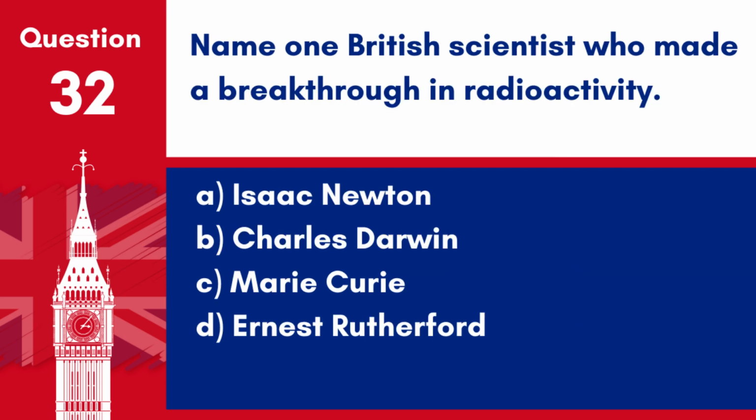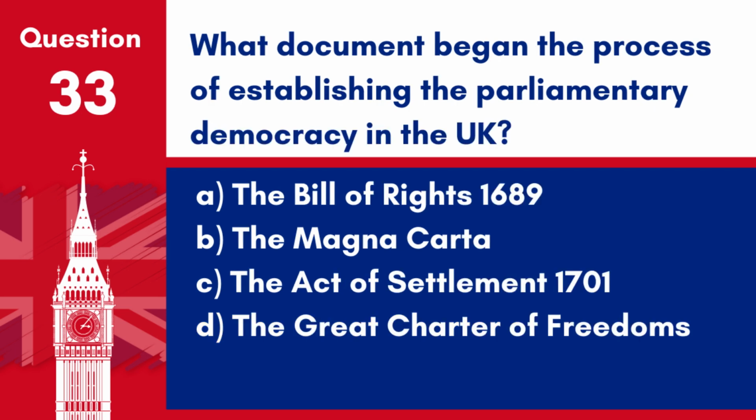Question 32. Name one British scientist who made a breakthrough in radioactivity. A. Isaac Newton. B. Charles Darwin. C. Marie Curie. D. Ernest Rutherford. Answer D. Ernest Rutherford. Ernest Rutherford, a New Zealand-born physicist who worked in the UK, is known for his pioneering research in radioactivity.